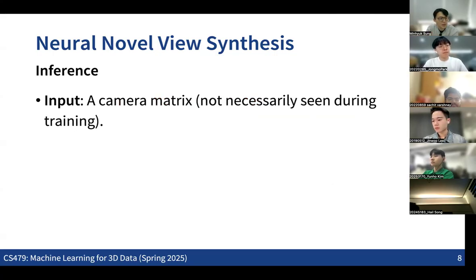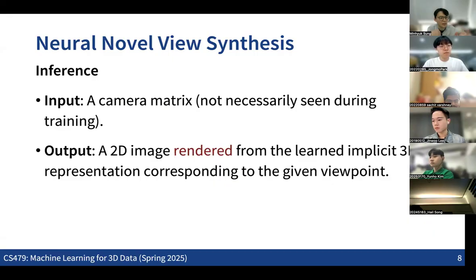So at inference time, what we are going to do is, given any camera matrix, from the camera pose, it does not need to be a camera pose that we have images from. It can be some random camera matrix. And from there, we want to get an image from that view by rendering the 3D reconstruction in the output, which is represented as an implicit function. Make sense? So this is the setup.